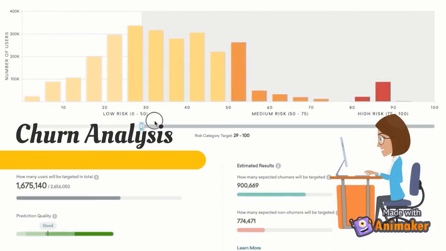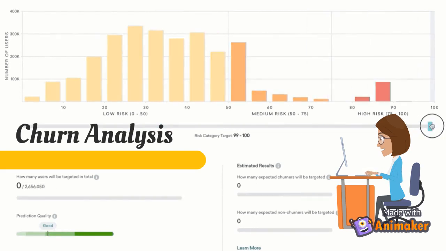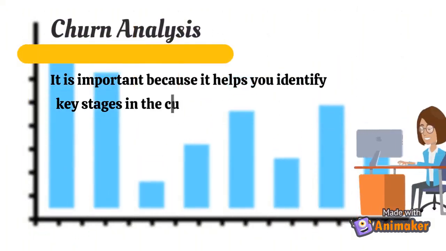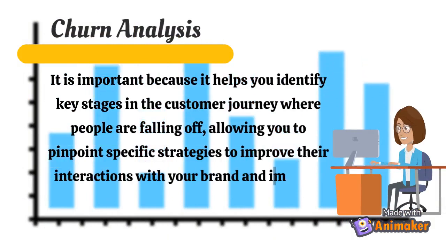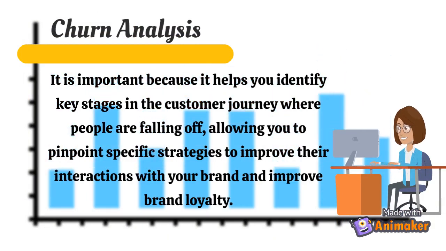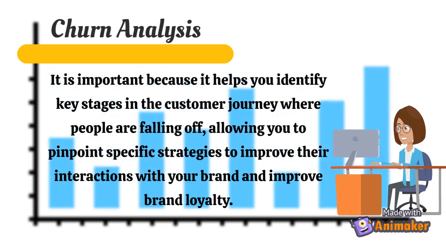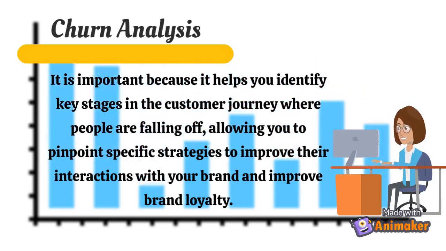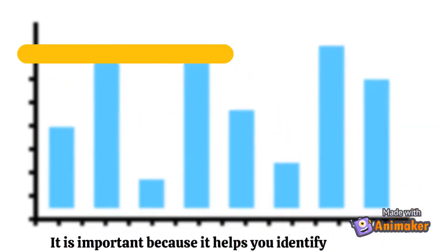Churn can be minimized by assessing the product and how people use it. It is important because it helps you identify key stages in the customer journey where people are falling off, allowing you to pinpoint specific strategies to improve their interactions with your brand and improve brand loyalty.